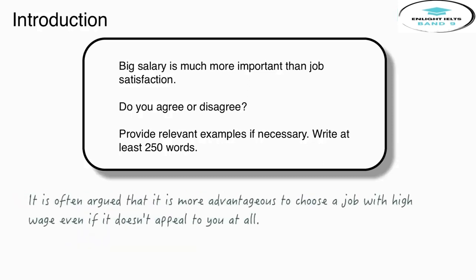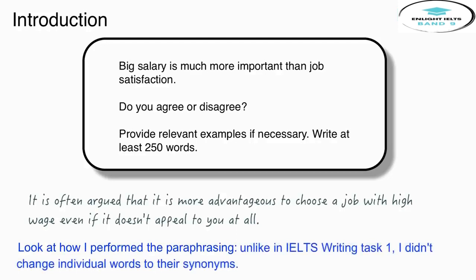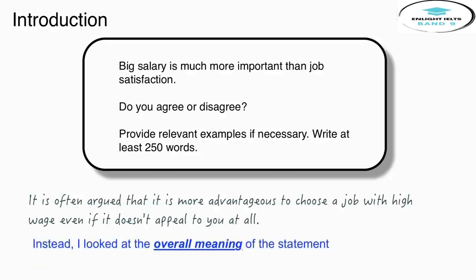Here's how I wrote the first sentence of our introduction. It is often argued that it is more advantageous to choose a job with high wage, even if it doesn't appeal to you at all. Look at how I performed the paraphrasing. Unlike in IELTS writing task 1, I did not change individual words to their synonyms. Instead, I looked at the overall meaning of the statement and restated the whole idea with other words.